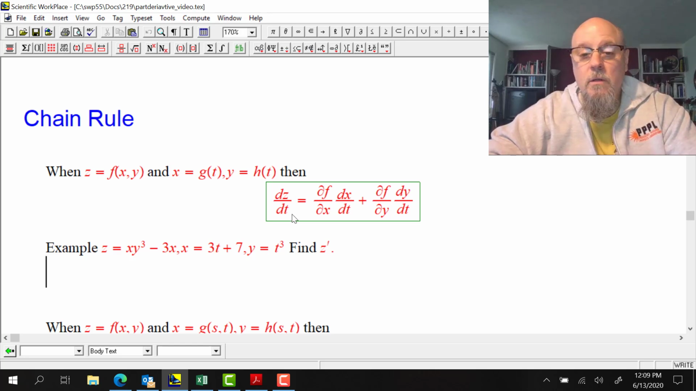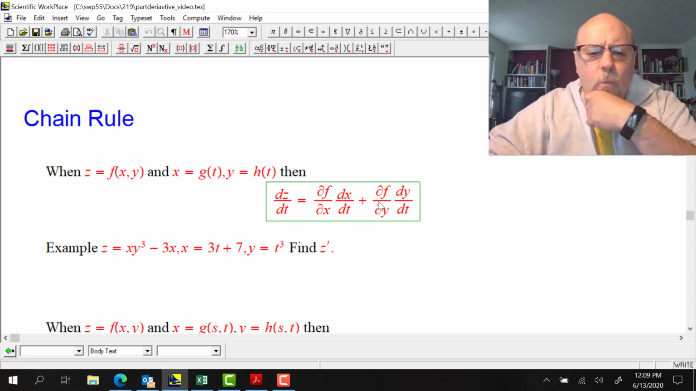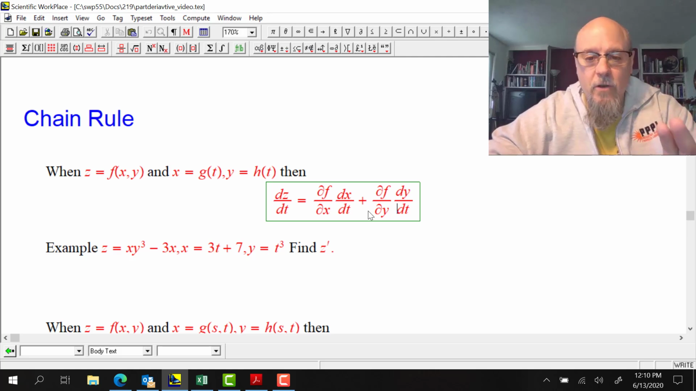Our chain rule says we're going to have df dx, but then dx dt, but notice it's like these dx's cancel out and that's df dt. Likewise, these dy's cancel out and that's like df dt, and we're adding them together. Why does this make any sense at all?